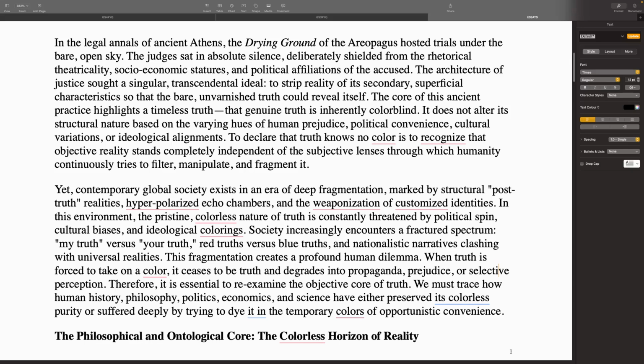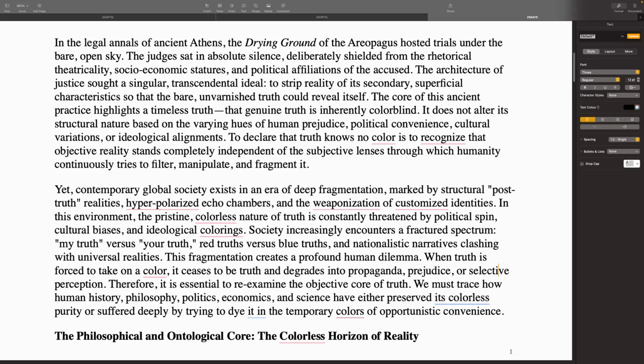Yet contemporary global society exists in an era of deep fragmentation marked by structural post-truth realities, hyperpolarized echo chambers, and the weaponization of customized identities. In this environment, the pristine, colorless nature of truth is constantly threatened by political spin, cultural biases, and ideological colorings. Society increasingly encounters a fractured spectrum: my truth versus your truth, red truth versus blue truth, and nationalistic narratives clashing with universal realities. This fragmentation creates a profound human dilemma.